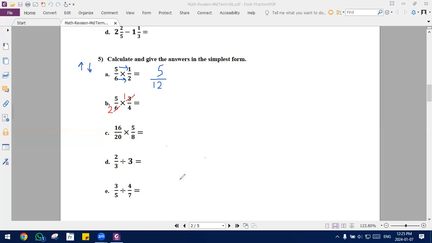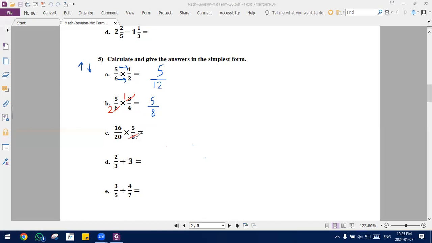Now we check, can we simplify more? No, we cannot. So now we multiply. 5 times 1 is 5. 2 times 4 is 8. Done, that's it, it's simplified. Part C, we have 16 and 8. Actually, both of them can be divided by 8. Well, some of the students will divide it by 2 maybe, or 4. So it's okay, you can divide it and then divide again. So we keep dividing and simplifying till we reach a place that we cannot divide anymore.